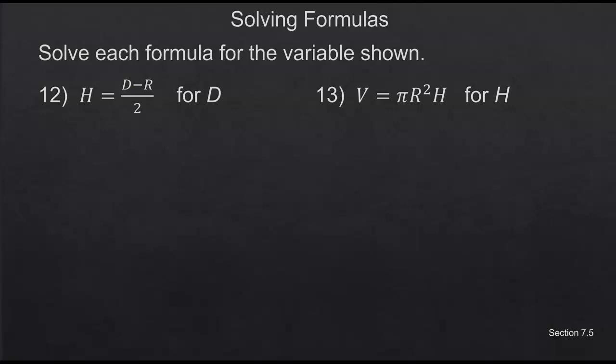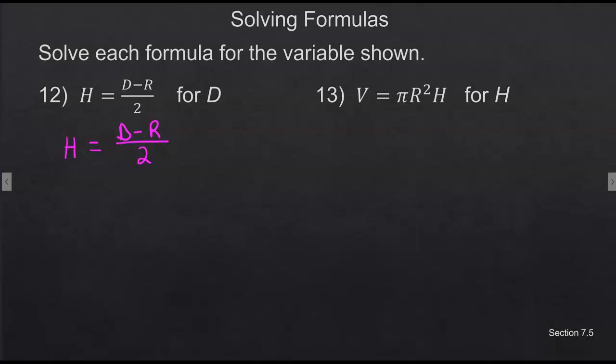When you look at this first formula, h equals (d minus r) divided by 2, we could actually solve this for 3 variables. It's already solved for h, so that's one way we could solve. We can solve for d, which is what we're going to do, or we could solve for r. So there's a number of ways to go with this. But we are going to solve for d.